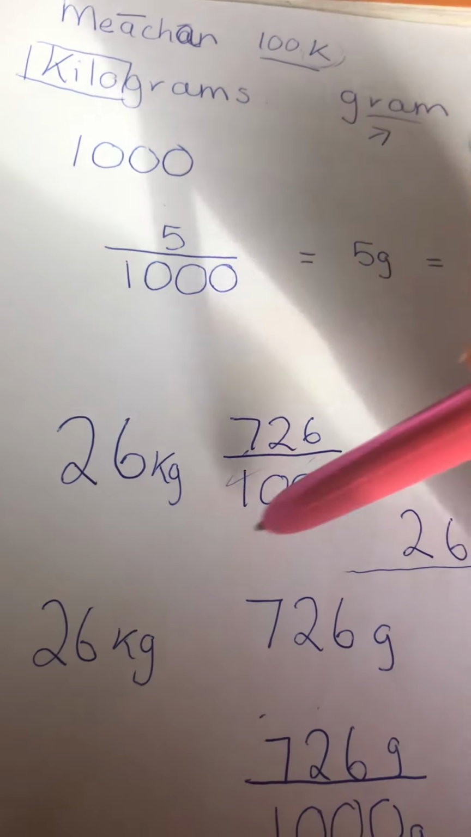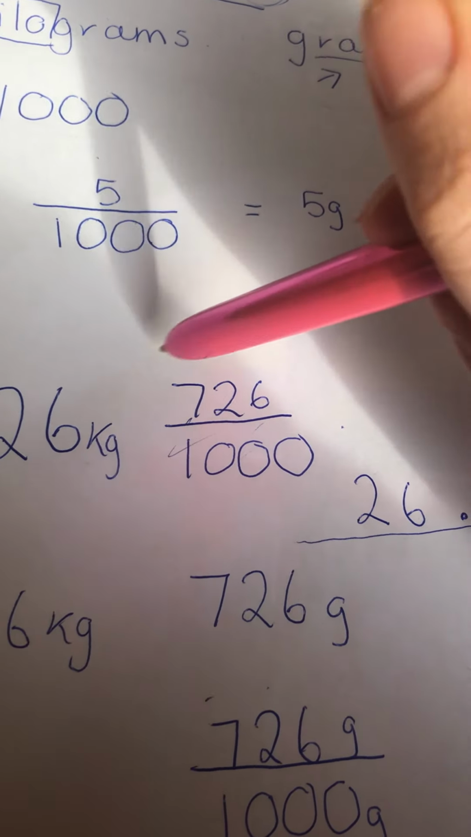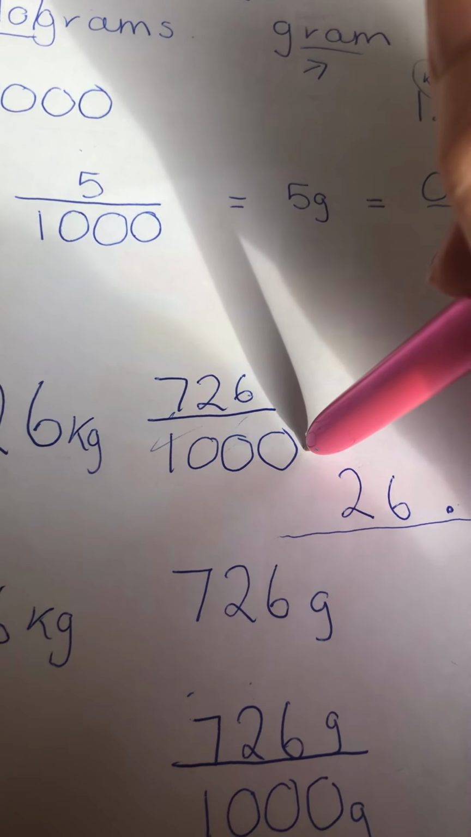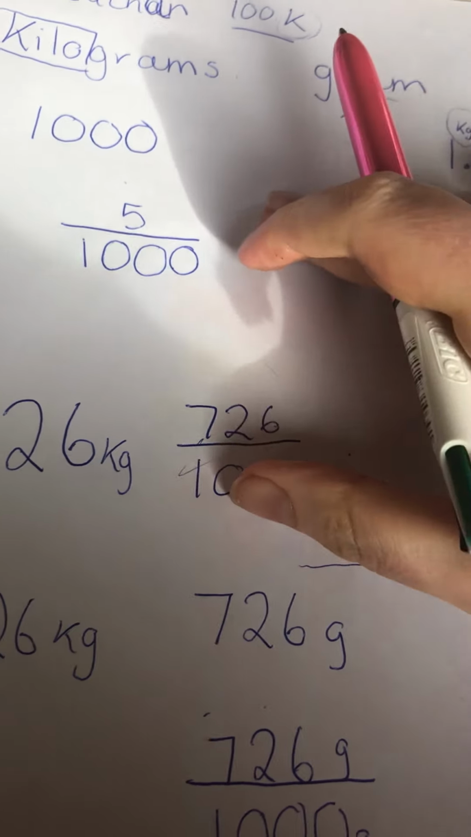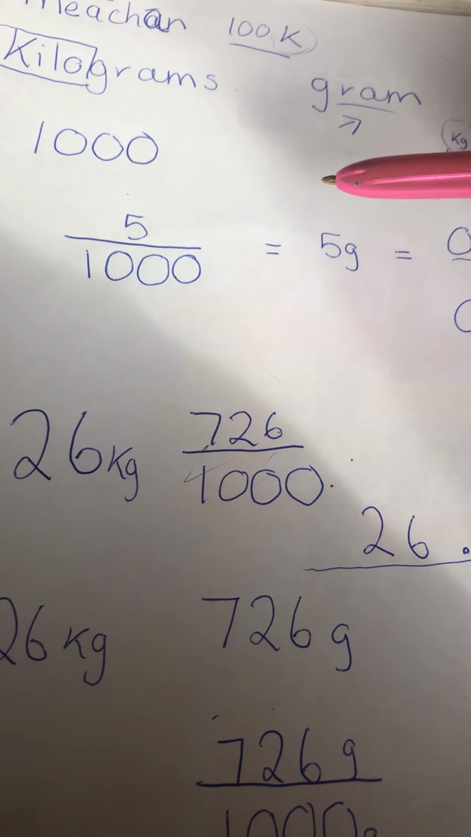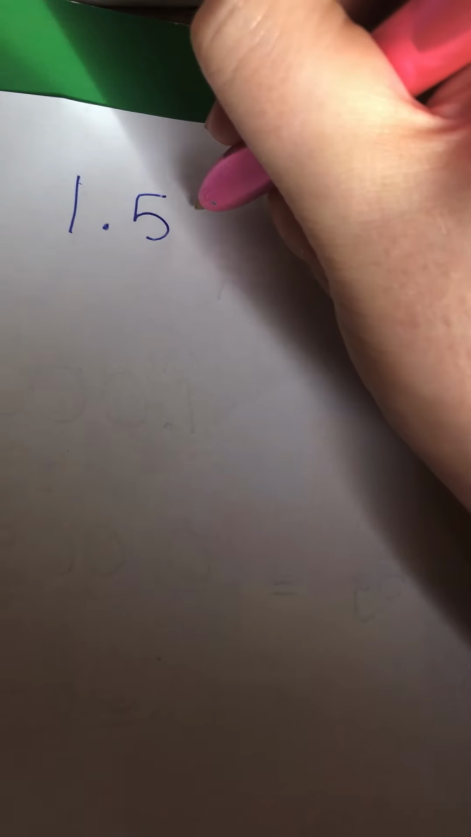So when you see something like this, it looks more confusing than it is. Anytime you're talking about an amount of grams, you can put it over 1,000, because it's just a percentage or a fraction of the full kilogram, okay? And then it can get a little bit more confusing, like for example, if you had 1.5 kilograms, okay, and you had to put that over 1,000.